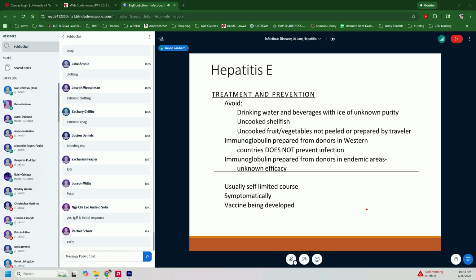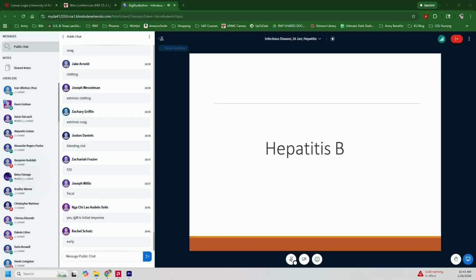All right, here we go with uncooked shellfish again, inappropriately handled fruits and vegetables. Think of, again, poor hand sanitation, stuff like that. Usually self-limited course, but hepatitis E, got to remember those pregnant ladies, pregnant individuals, a little bit higher risk. I shouldn't say little, that's pretty big higher risk.